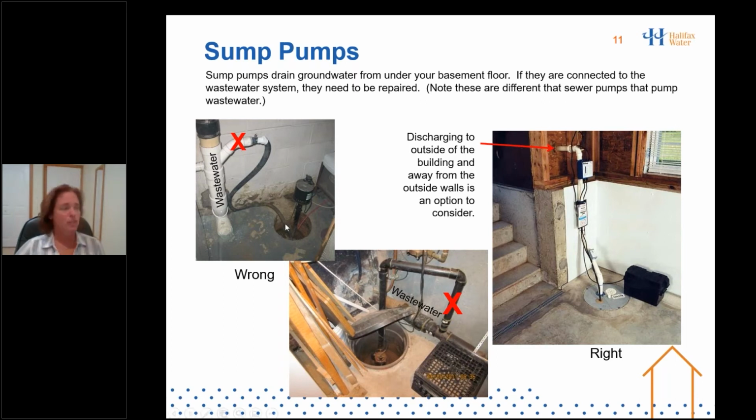So if we look at these pictures, you'll see an example of a groundwater sump pump, and the discharge hose comes up and is connected to the wastewater system. This is your main wastewater pipe that leaves your building and goes to the street in the HRM right away. Likewise, this is a similar example of a sump pump, and it's got a cover, and its discharge pipe comes up and across and connects into the wastewater system that goes out to your street.